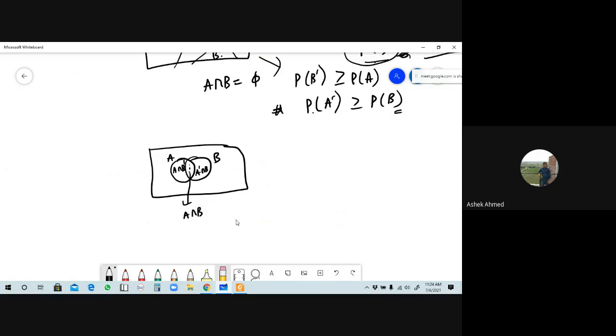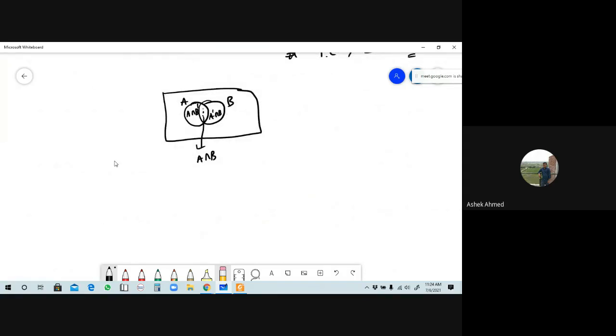Now tell me, we have to find A union B. From the figure we can say that A union B is this region and this region. Is it right? Yes. So A union B consists of these sets. Is it right? Yes, sir.